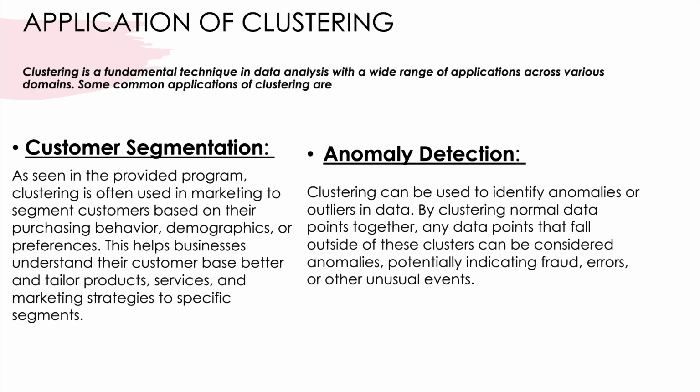Anomaly detection. In anomaly detection, clustering can be used to identify anomalies or outliers in data. By clustering normal data points together, any data points that fall outside of this cluster can be considered anomalies, potentially indicating fraud, errors, or other unusual events.